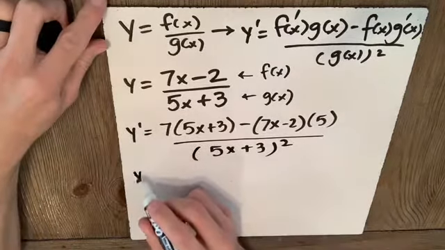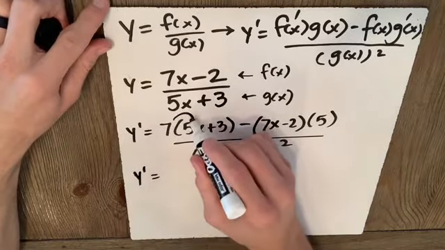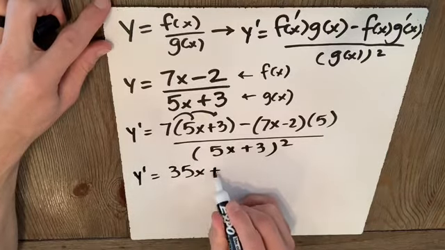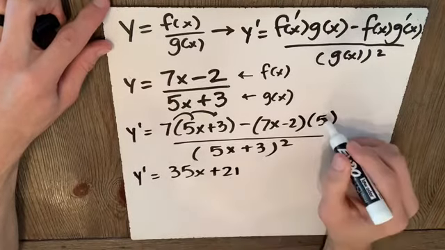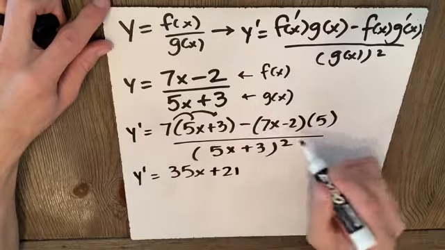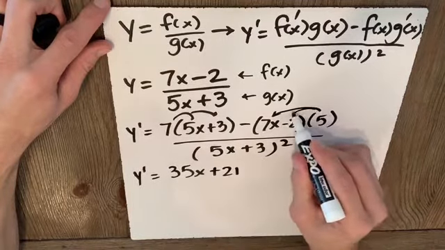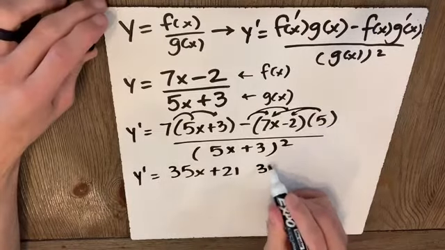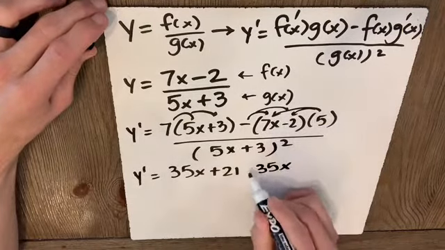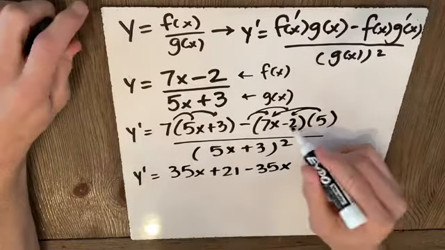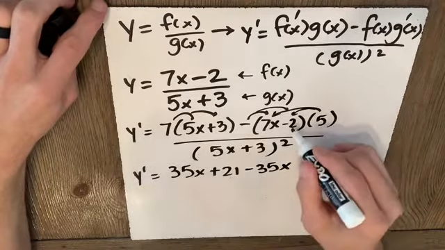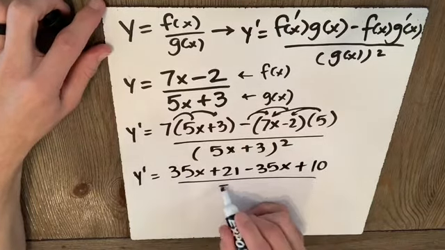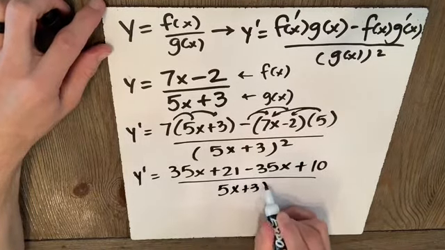So I can write this as, well, of course I'm going to distribute and distribute to get 35x plus 21. Now I'm going to combine the negative and the 5 to distribute to both. So it's really like this. I'm going to change the sign of both. 5 times 7 is 35x. If I distribute that negative 1, I get negative 35x. And 5 times 2 is 10. That's a negative 10. Distribute the negative, I'll get a plus there, all divided by 5x plus 3 squared.